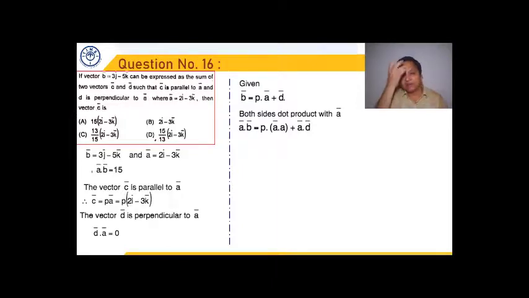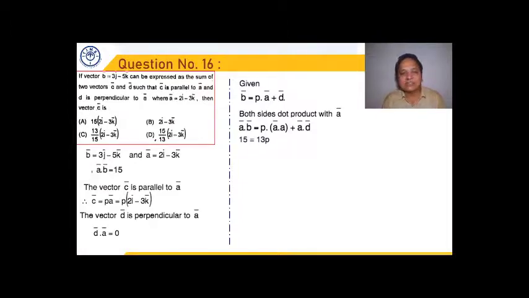A vector dot A vector, P is a scalar quantity kept outside, plus A dot D. Now since vector D is perpendicular to A, A dot D is 0. Whether you do A dot D or D dot A doesn't make a difference, as dot product is commutative. A dot B value we know as 15. A dot A is modulus of A square.